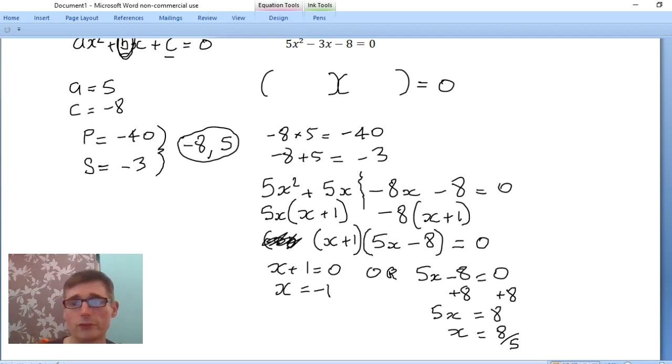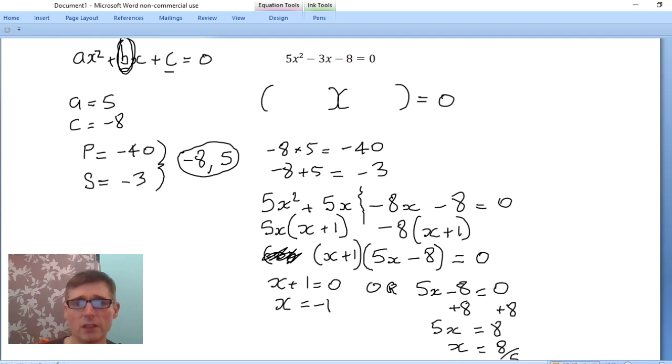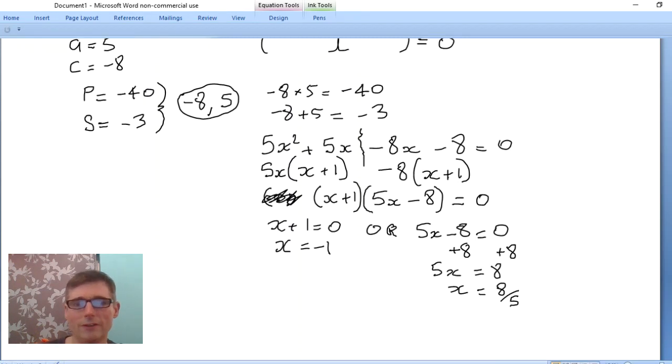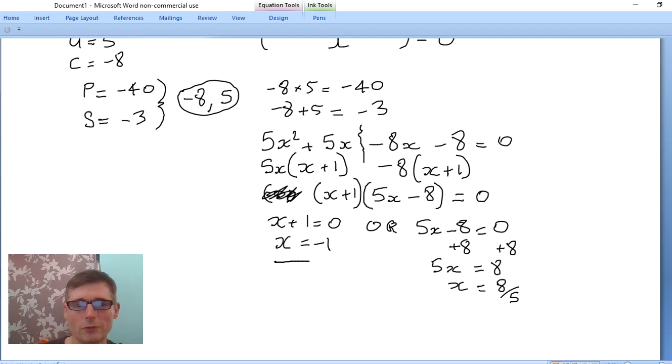And we've done it. We've solved it. So we can see that the solutions to 5x squared minus 3x minus 8 equals 0 are x equals minus 1 and x equals 8 over 5.